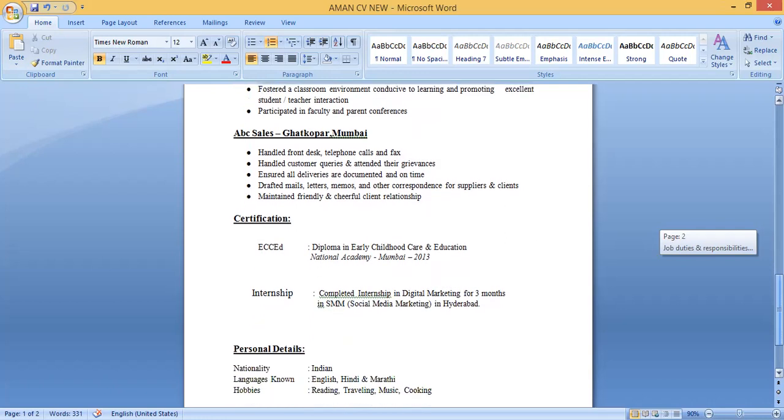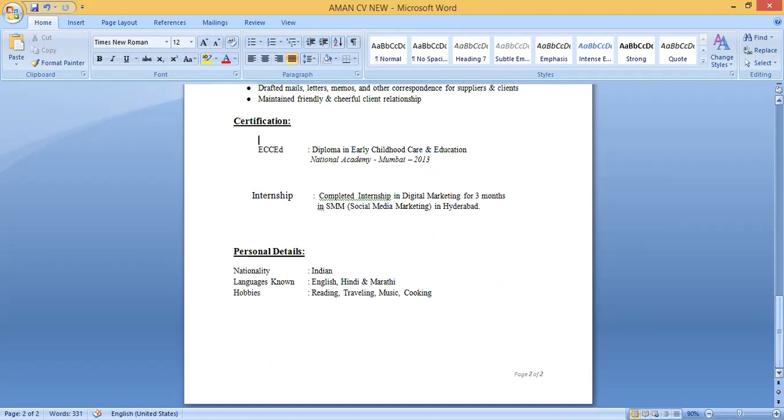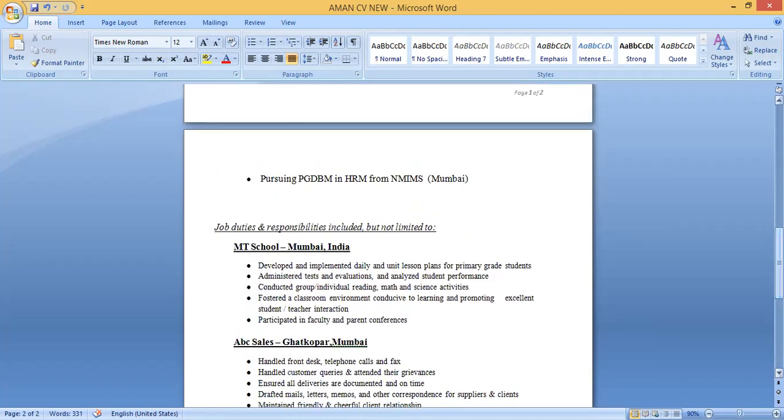Then certifications are mentioned. In the certification, because you're applying for an HR recruiter job, here you can just mention that you have learned and certified in HR recruiter job roles and skills. Okay. Then you have your personal details. All right. Now, how to add points related to the HR recruiter job description.